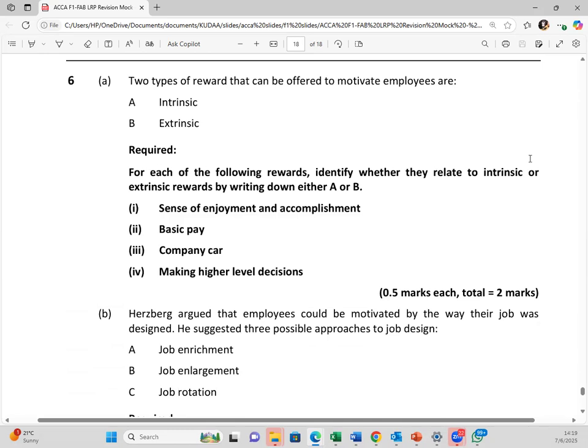Two types of rewards that can be offered to motivate employees are intrinsic and extrinsic rewards. So to motivate the employees, we can give them the intrinsic reward. If it's an intrinsic reward, you actually get it from doing the job itself. You are not handed over this reward by someone else, but as you do the job, you feel the reward. It's like the motivation that comes from achieving something.